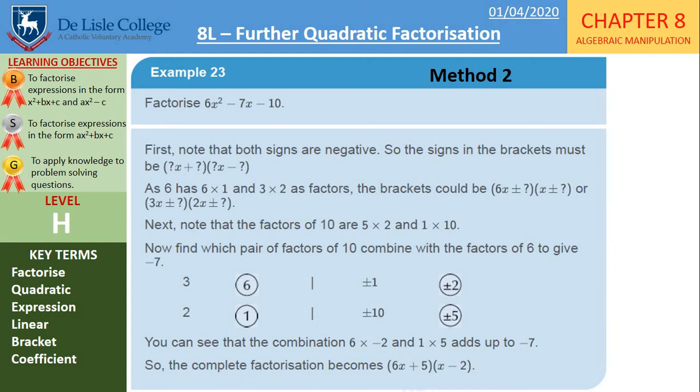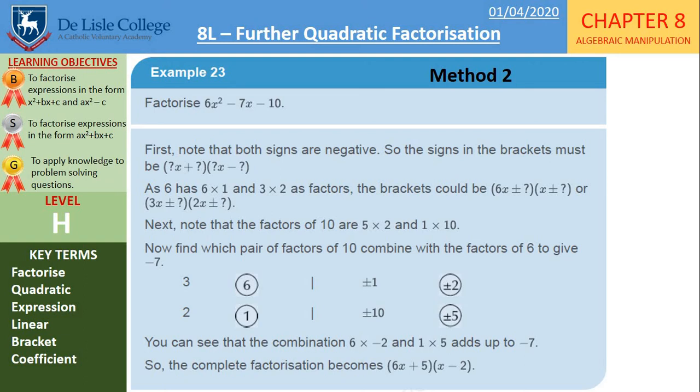Now we're looking at the factors of 10. Thankfully 10 only has two pairs of factors, so it's not as tricky as it could be. But we've got 5 and 2 or 1 and 10. Now it's which combination of the factors of 6 and the factors of 10 will give us negative 7. Now it could take a while to try all of these until you get the correct one.